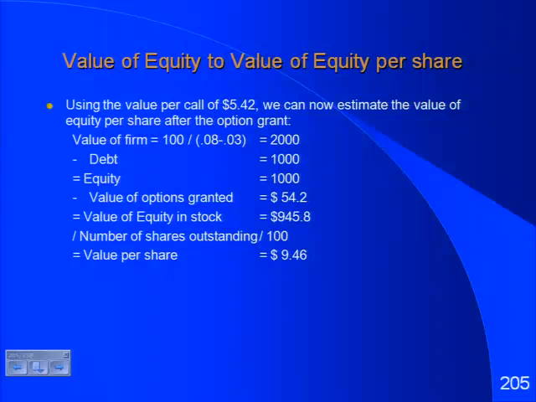It's higher than the 909. I came up with a fully diluted approach. It's lower than the $10 that I get with the treasury stock approach. But to me, it's the most realistic way of assessing what happens to value of equity when you grant options. Any questions on employee options? Yes?